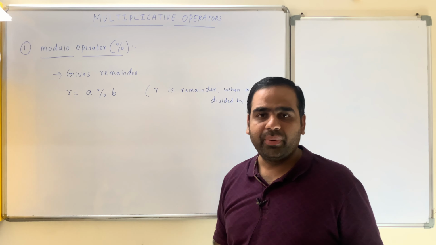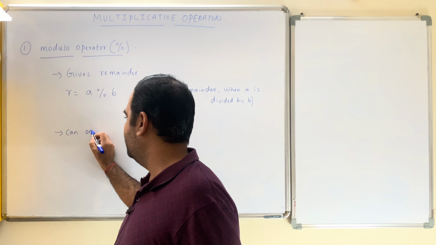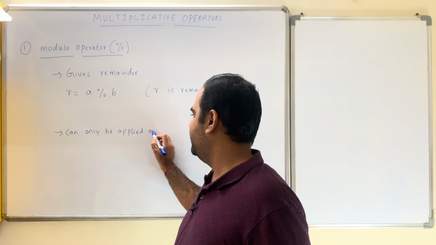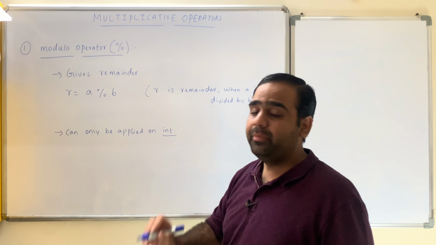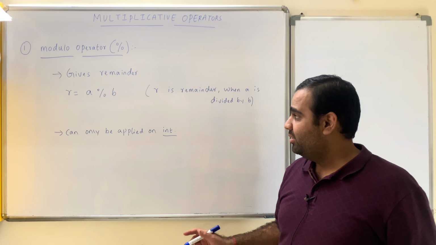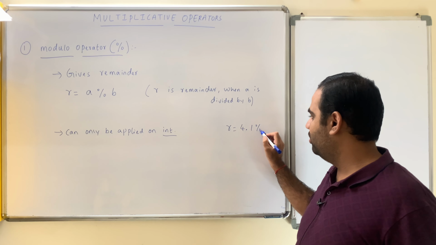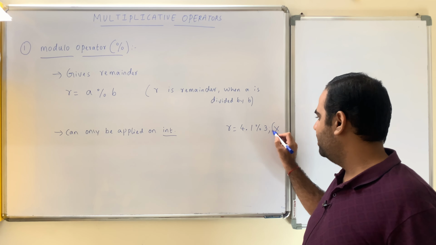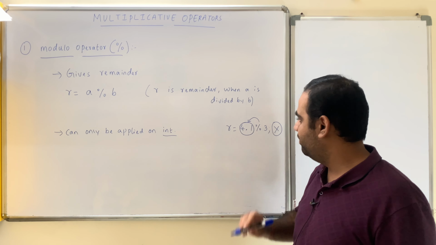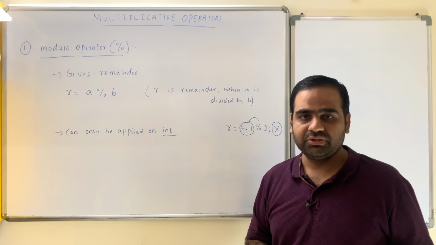Now this modulo operator can only be applied on integers. It cannot be applied on floating point numbers or real numbers. That means if you write R is equal to 4.1 modulo 3, it's an error. Why is it an error? Because the modulo operator cannot be applied on real numbers or floating point numbers. It can be applied only on integers.